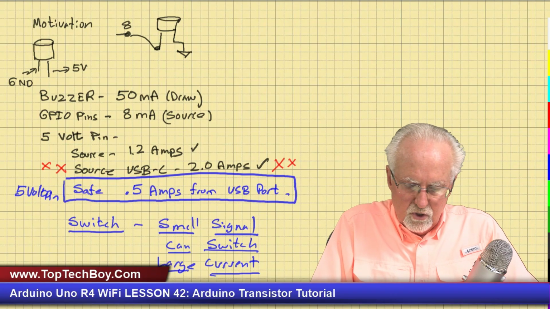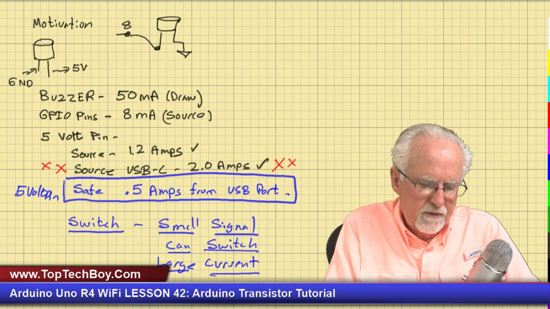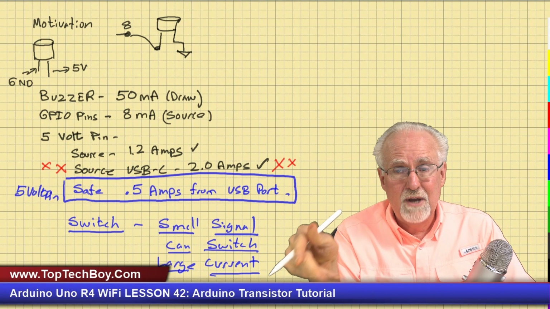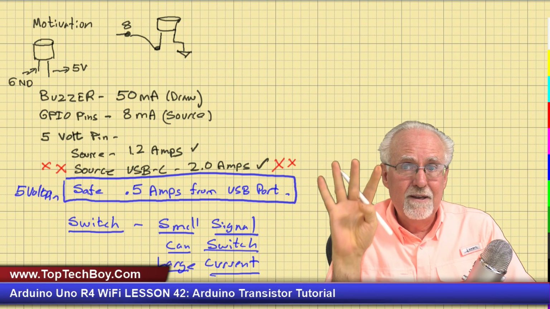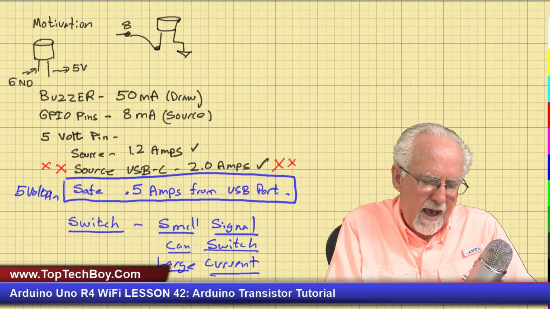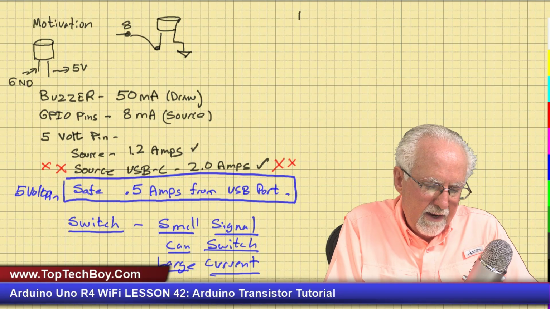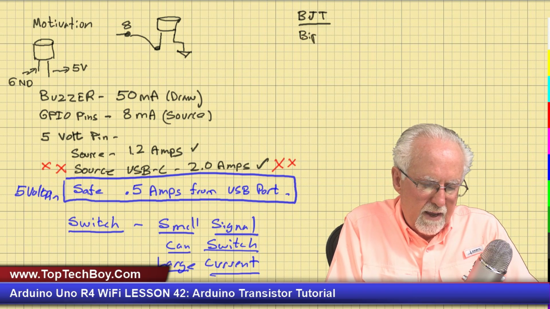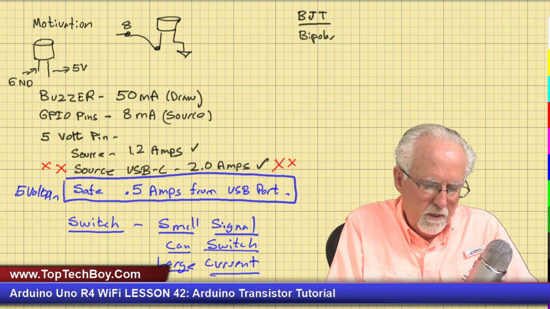Now, there are two core types of transistors, and each of those two has two types. So there are mainly four different types of transistors. Let's start at the high level. At the high level, you have a BJT. What does that stand for? Bipolar junction transistor.